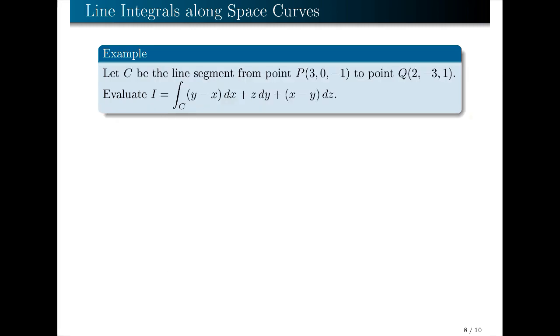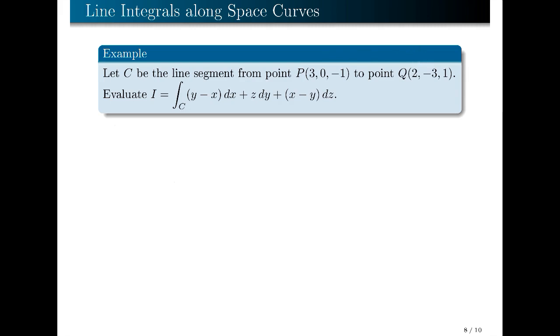For the next example, you are being asked to compute for the value of I, which is the line integral of y minus x dx plus z dy plus x minus y dz along the curve C, where C is the line segment from point P to point Q. Take note that in this example, no parametrization for C is given. Nevertheless, since C is just a line segment, all we need for a parametrization for C is the initial point P and the vector from point P to point Q.